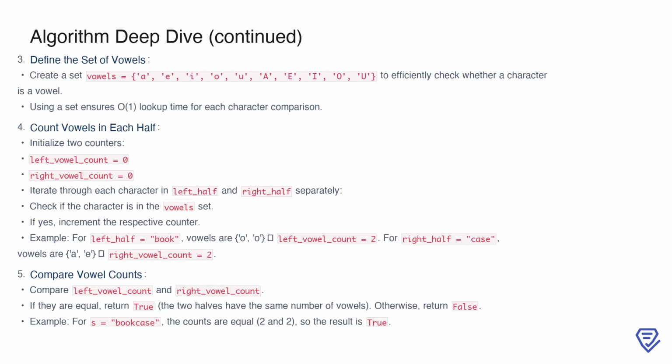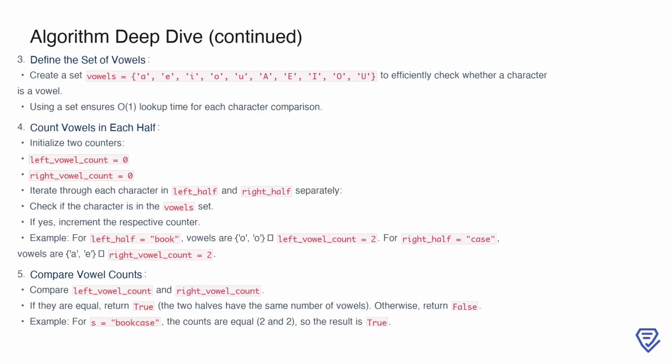Next, we define the set of vowels to identify them efficiently. This set includes both uppercase and lowercase vowels, a, e, i, o, u, and their uppercase counterparts. Using a set allows us to check if a character is a vowel in constant time. After defining the vowels, we initialize two counters, one for each half of the string, to keep track of the number of vowels. We then iterate through each character in the left half and the right half. For every character, we check if it exists in the vowel set. If it does, we increment the corresponding counter.